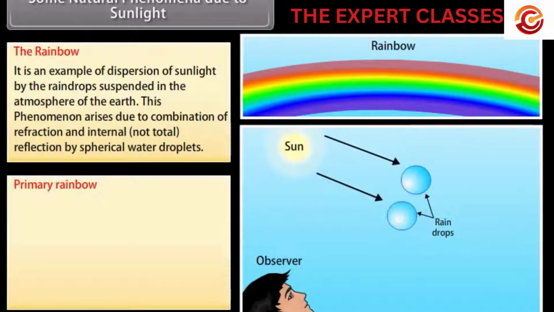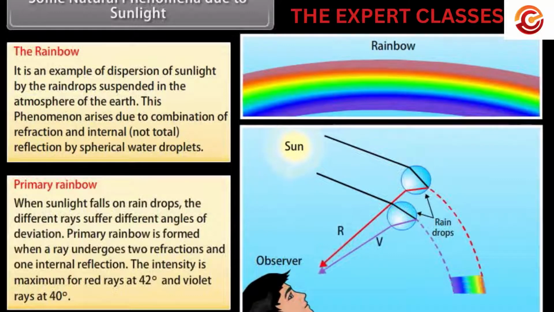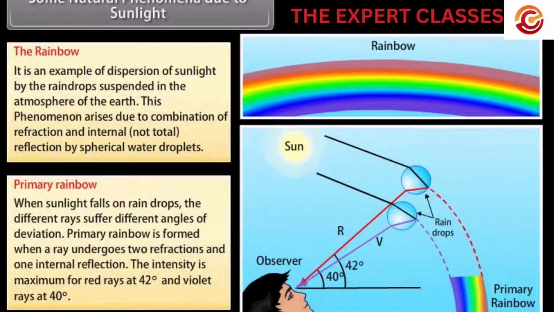Primary rainbow. When sunlight falls on raindrops, the different rays suffer different angles of deviation. Primary rainbow is formed when a ray undergoes 2 refractions and 1 internal reflection. The intensity is maximum for red rays at 42 degrees and violet rays at 40 degrees.